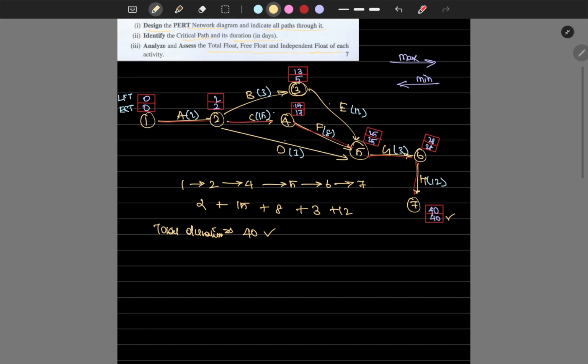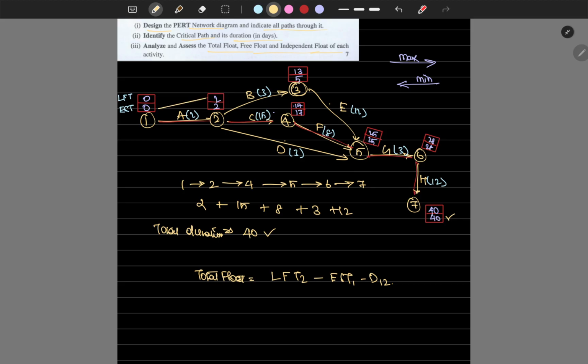Okay, we are going to find out the formula for total float. Total float formula is latest finish time 2 minus earliest start time 1 minus duration of 1-2. Okay, which is the latest finish time? This is the latest finish time.